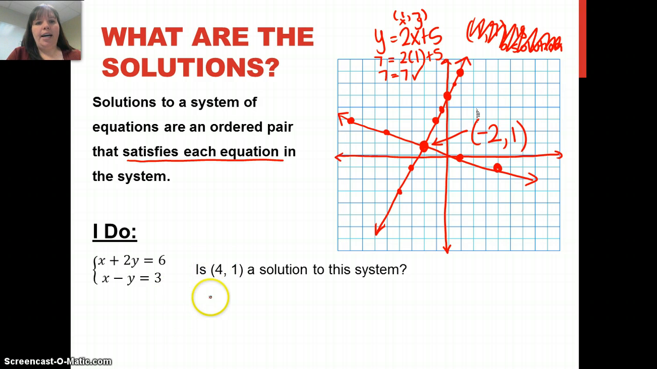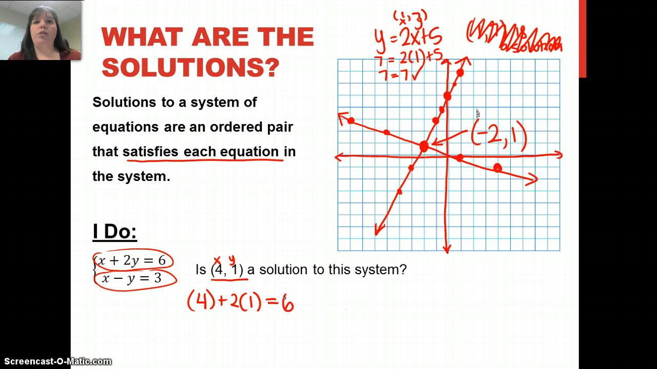So if I look at my I do here, and I'm saying, is (4, 1) a solution to the system? I have to check not only the first equation, but I also have to check the second equation. And if you notice, both of those are written in standard form. So the only way this is a solution, and I plug in 4 for x and 1 for y, is if when I plug these numbers in, and notice I'm doing it with parentheses, it's a solution to both equations. So this should be 4 plus 2 equals 6.